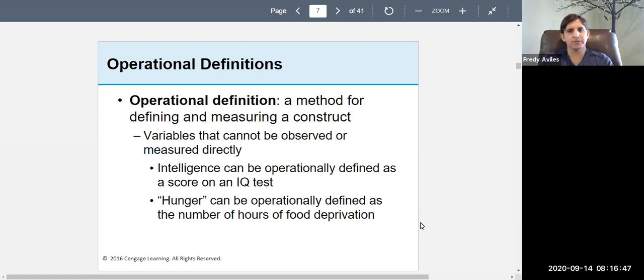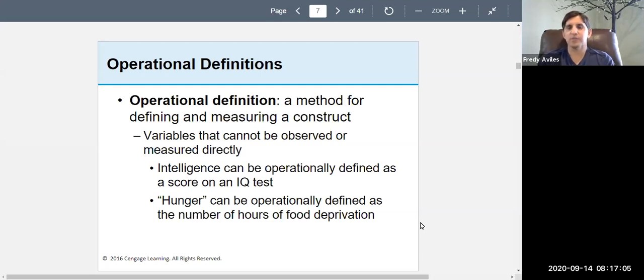And once we have the operational definition, then we can actually measure something for our study, okay? Remember, we have variables that cannot be observed, cannot be measured directly, things that we can't really see, and we assume they exist, and those things are called constructs, by the way. The way you measure them is the operational definition.